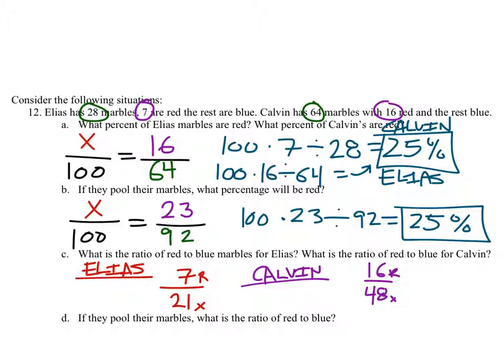If they pool their marbles, what is the ratio of red to the other color? So again, we're looking at combining the reds, 7 and 16, which was 23. And then the other color, 21 and 48, would be 69 of the others. Bam, there's our ratio.